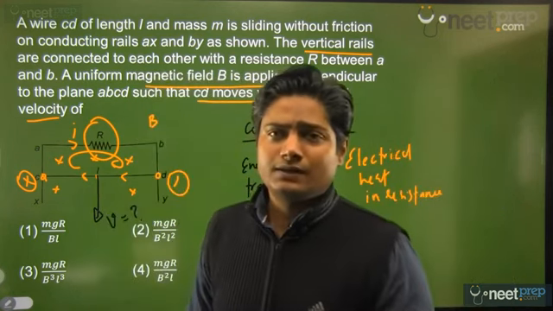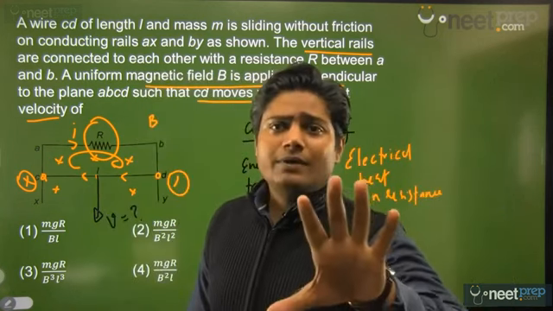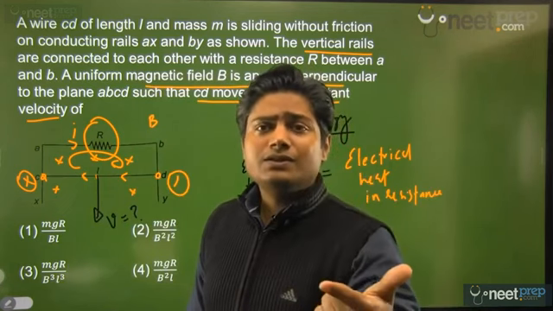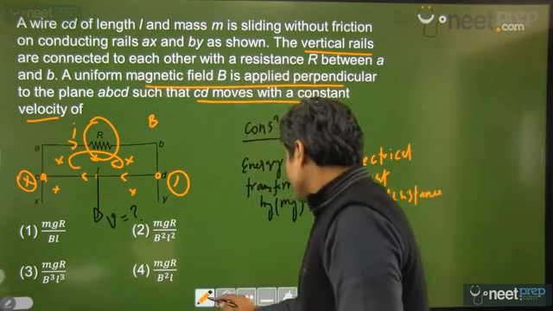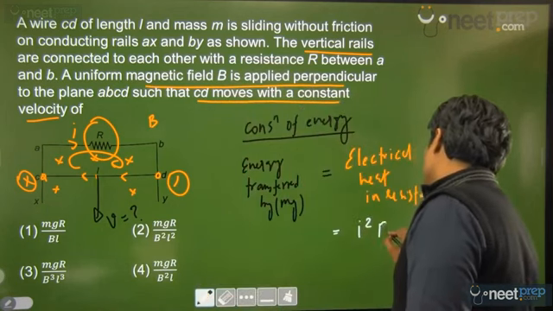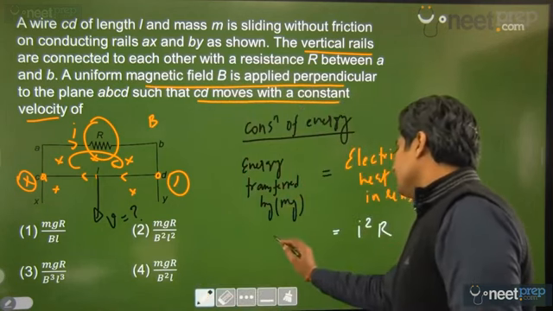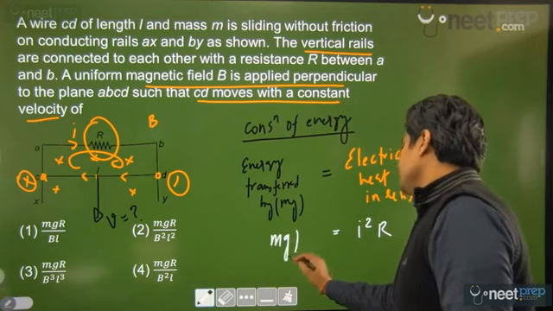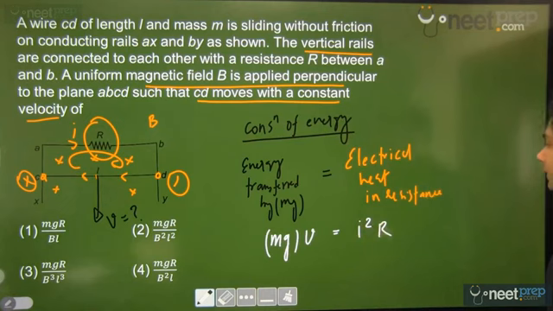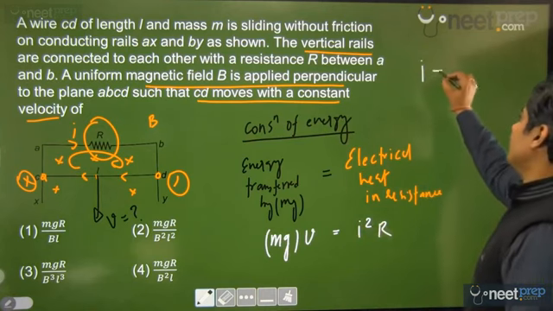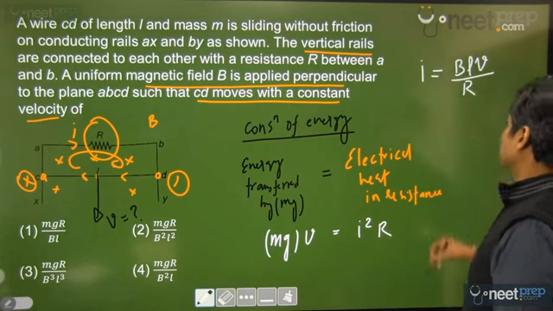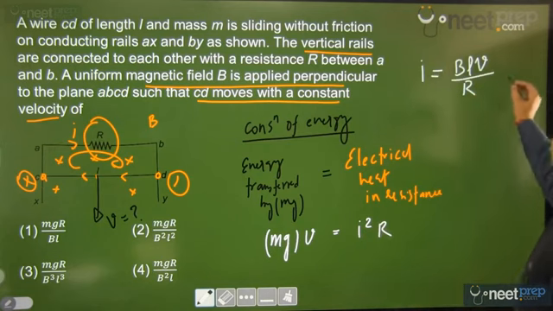At a steady state, the power transferred by gravity will be the same as the heat generated in the resistor. So this is equal to I square R, and the energy supplied will be force mg into velocity. From here you can directly get the velocity. How will you get the I? I is nothing but BLV by R. So put the values here. This is equation number 1.